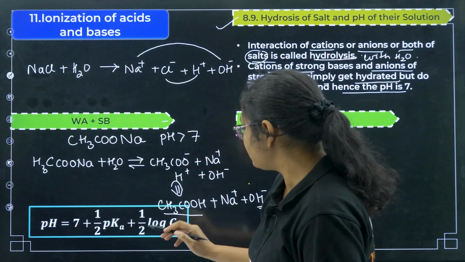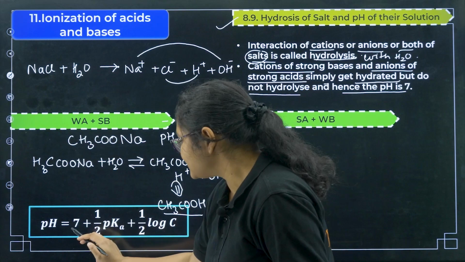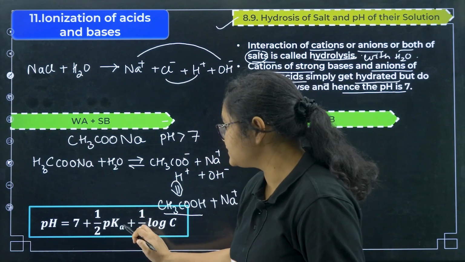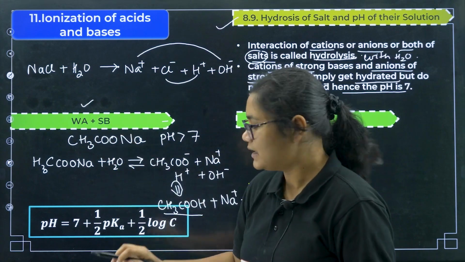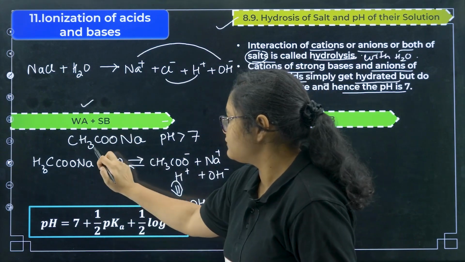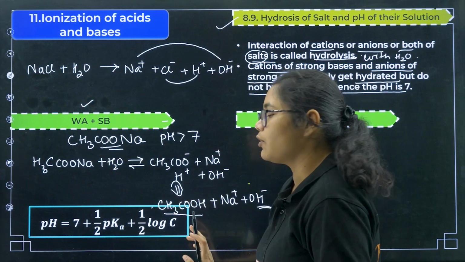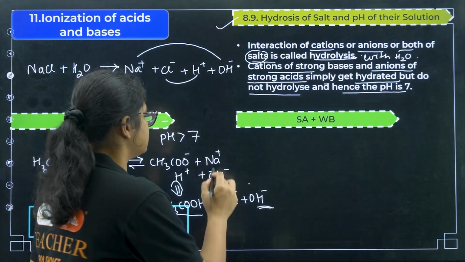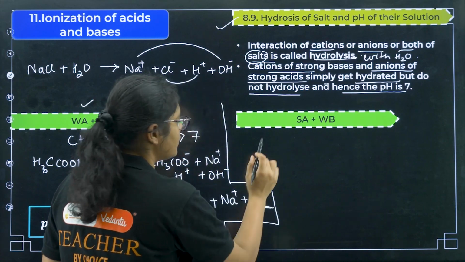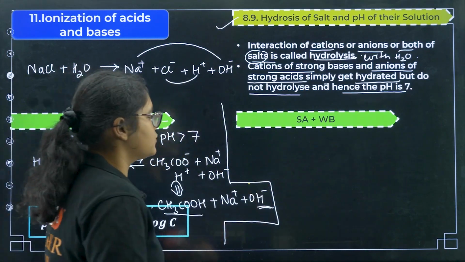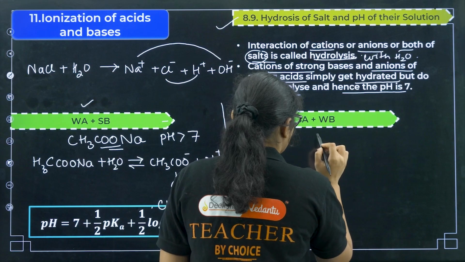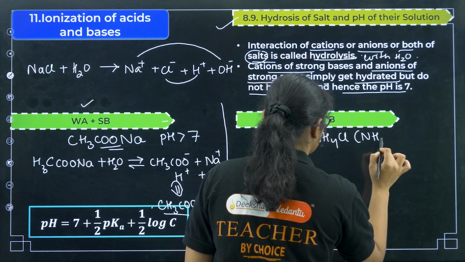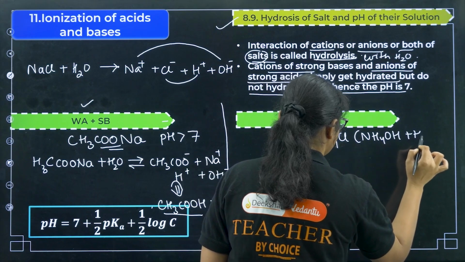Okay, now what is the exact formula to calculate the pH? The pH formula is pH is equal to 7 plus half pKa. What is this pKa? The acid dissociation constant of this weak acid, plus half of log C. So whatever salt concentration you have taken, that is C. 7 plus half pKa plus half log C. Now let us consider another example of a salt of strong acid and weak base. So let me take one example, that is NH4Cl, right. It is made up of a weak base, that is NH4OH, and a strong acid HCl.